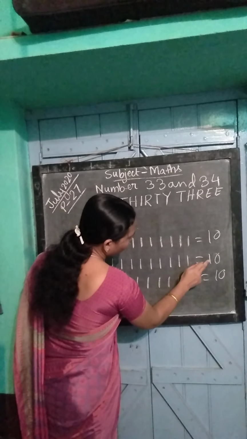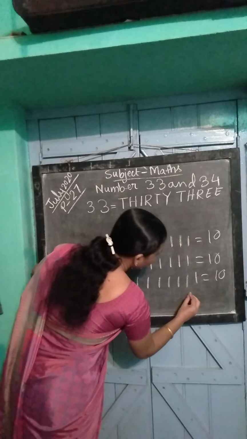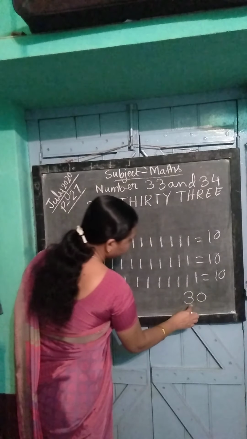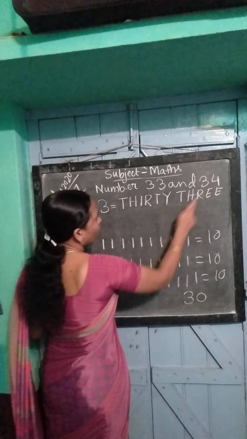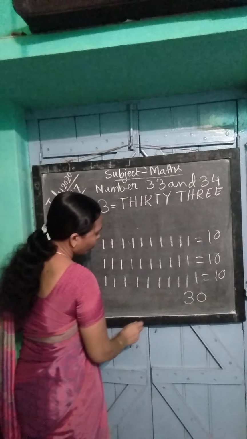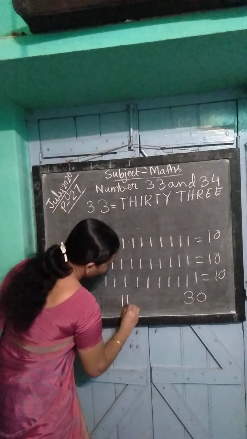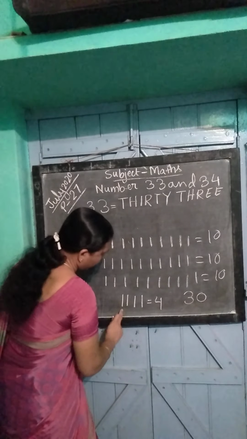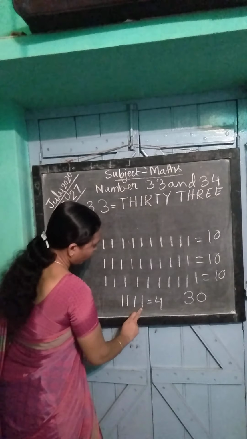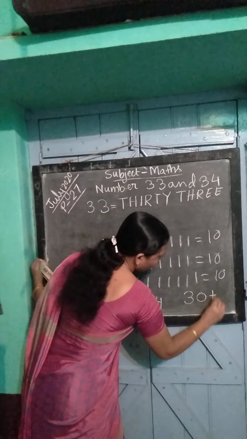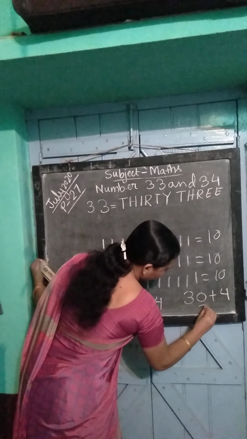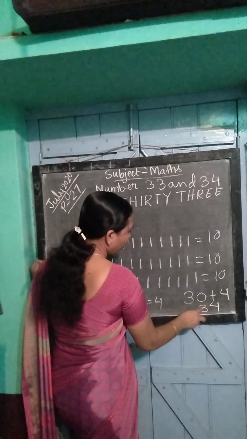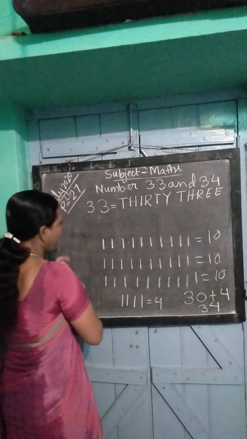Then we have to write 3. Then 0. Again 4. How many is there? 4. 1, 2, 3, 4. 4 pencils. 1, 2, 3, 4. 4. Then we have to write here 4. Then 34. 3, 4, 34.